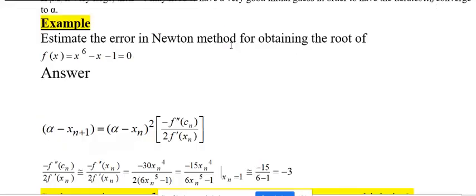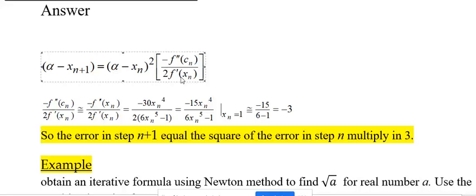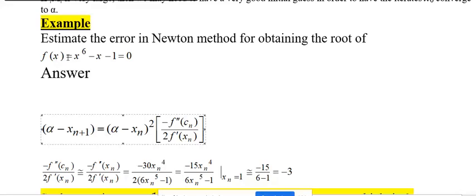Let's see an example. Example: estimate the error in Newton method for obtaining the root of the function f of x equal x to the power 6 minus x minus 1 equal 0. The answer: this is a formula, and we write m here, minus f double dash over 2 f dash. We just evaluate m. The function is x to the power 6 minus x minus 1. What is the first derivative? 6x power 5 minus 1.